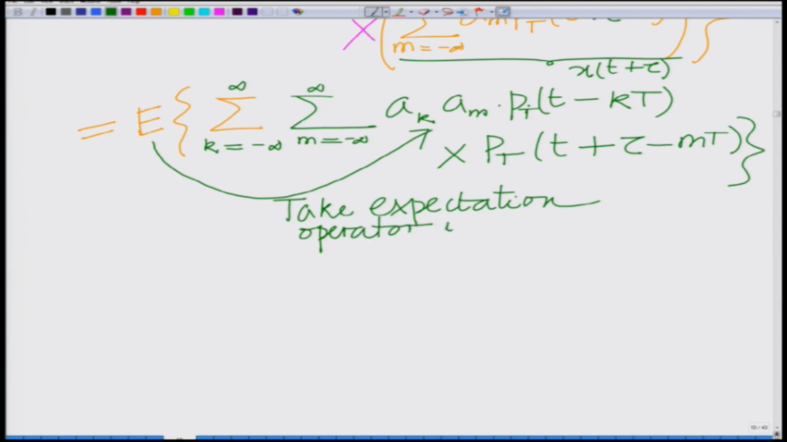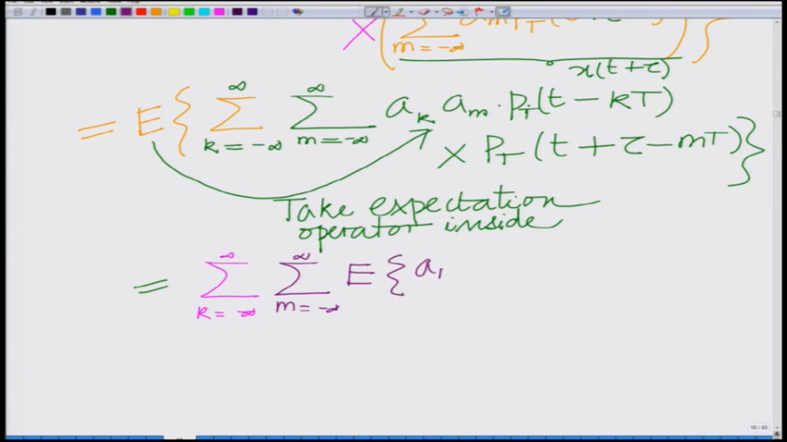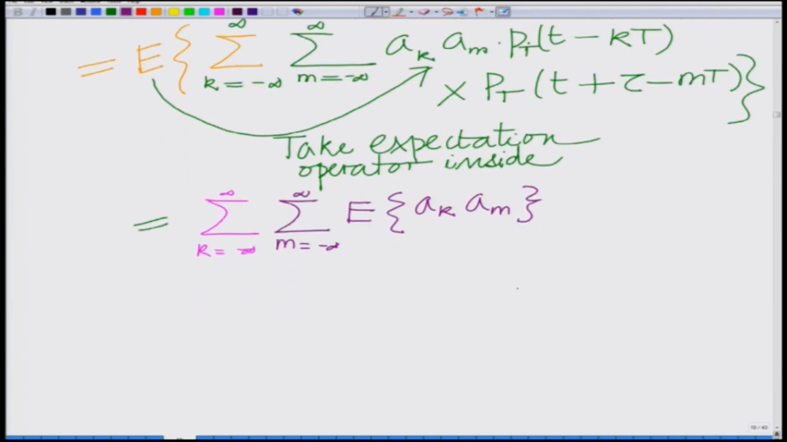Now, if I take the expectation operator inside the summation, we have, well, summation k equal to minus infinity to infinity, summation m equal to minus infinity to infinity, expected value of a_k into a_m times p(t minus kT) times p(t plus tau minus mT).